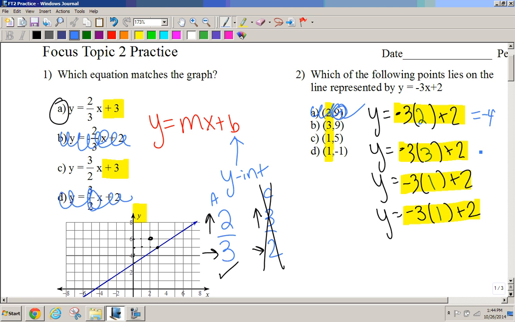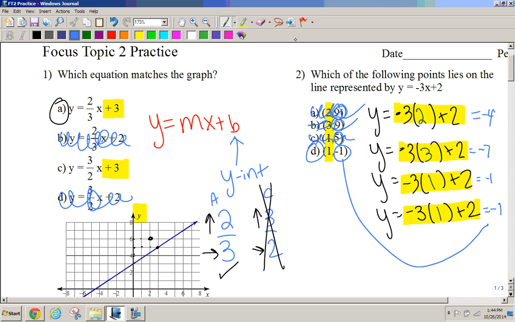Okay, so let's try B. Negative 3 times 3 is negative 9. Negative 9 plus 2, negative 7. Again, not the right option, so choice B is out. C, negative 3 times 1 is negative 3, negative 3 plus 2, negative 1. Not the right option for C, so C is out. And let's see, D is the exact same, so you should get negative 1 here. And that is the right answer because negative 1 was what we got, okay?